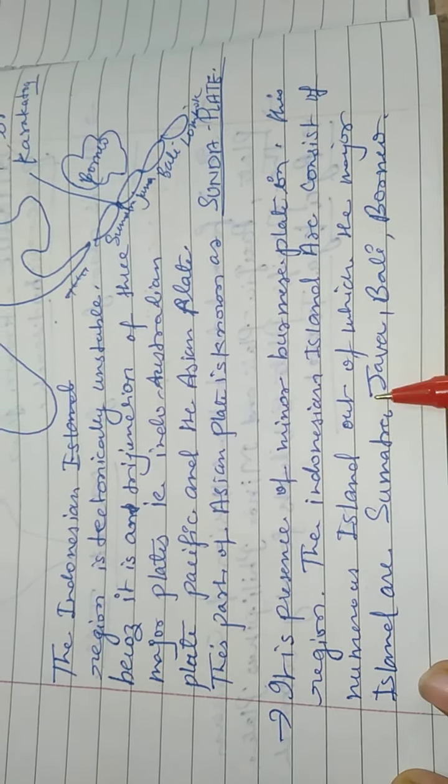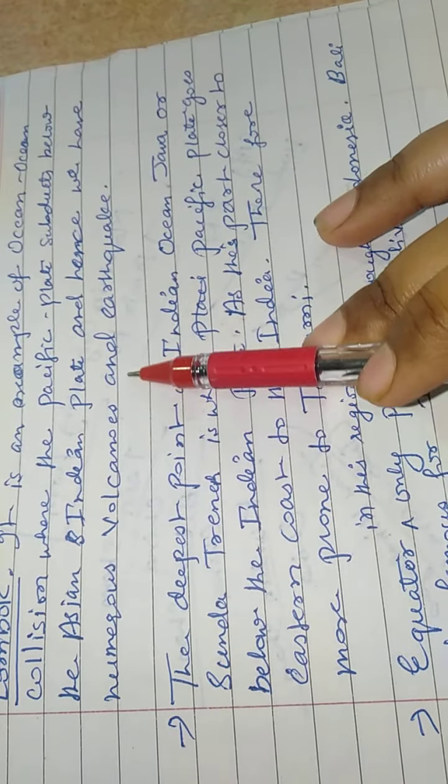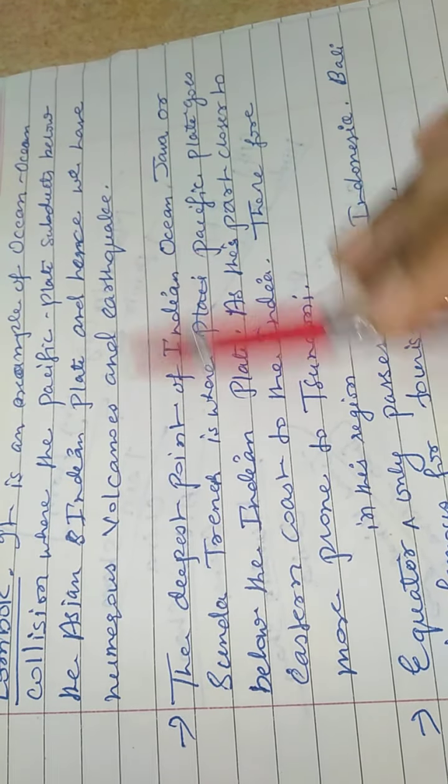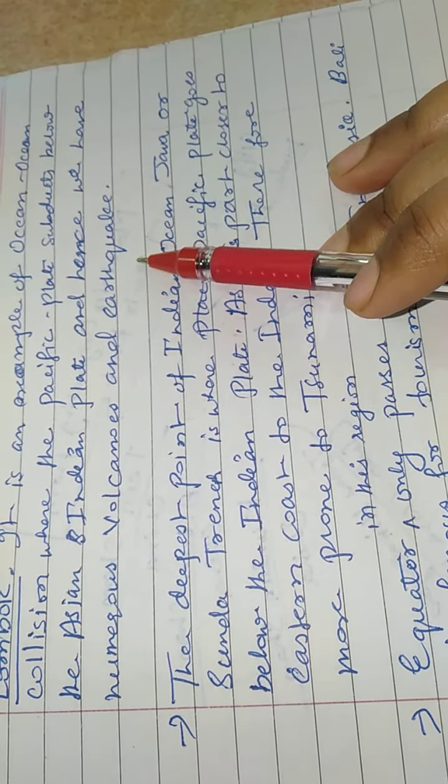It is an example of ocean-ocean collision where the Pacific plate subducts below the Asian Indian plate, and hence we have numerous volcanoes and earthquakes. The deepest point of Indian Ocean, Java or Sunda Trench, is where Pacific plate goes below the Indian plate, as this part is closer to the eastern coast of India, therefore more prone to tsunami.